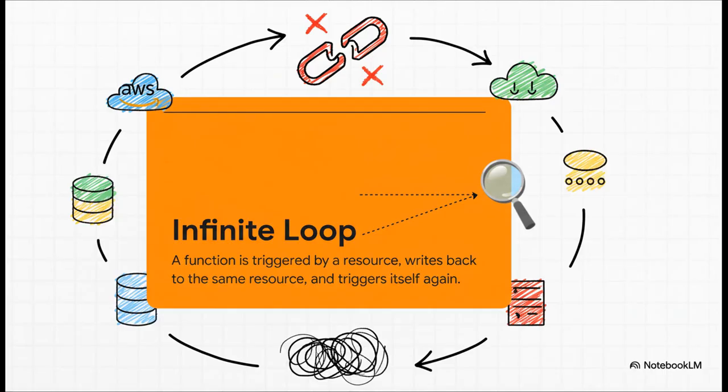Okay, now for a really dangerous one, the infinite loop. Picture this. You have a function that gets triggered when a file is uploaded to an S3 bucket. But then, inside your function's code, you write a new file back to that exact same bucket, which, of course, triggers the function all over again, and again, and again. This can run up a massive bill in just a few minutes.